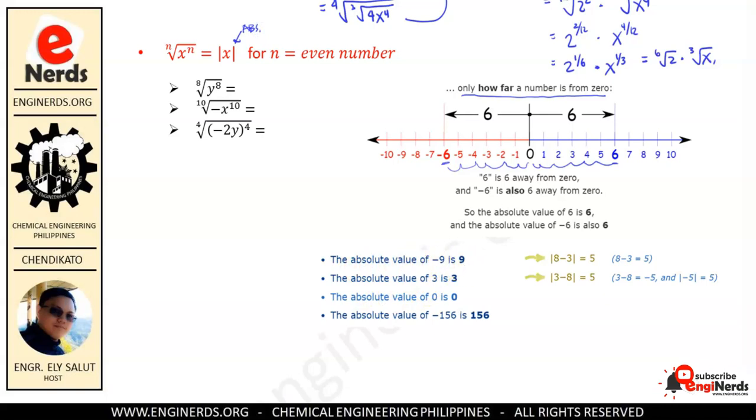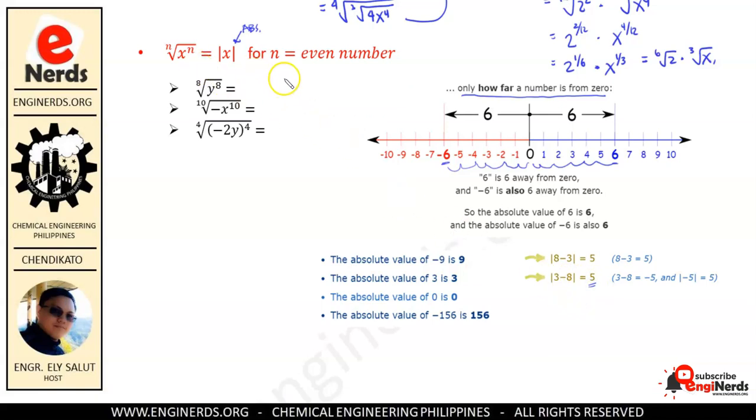The answer is 9. What is the absolute value of 3? The answer is 3. What is the absolute value of 0? The answer is 0. The absolute value of negative 156 is 156. So kapag nagpe-perform ka rin ng operation like subtraction na nasa loob ng absolute value sign, 8 minus 3 is equal to 5. But 3 minus 8 is also equal to 5. So laging positive ang sagot natin kapag we are taking the absolute value.